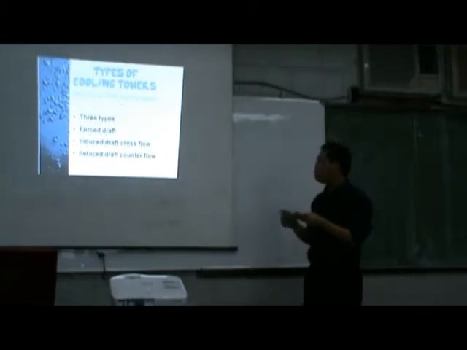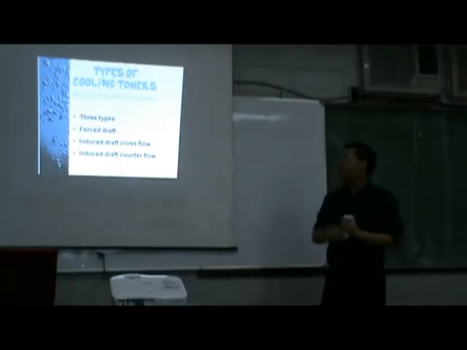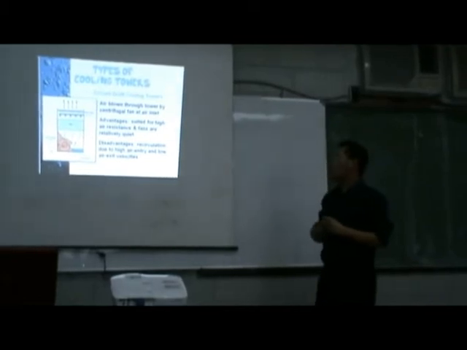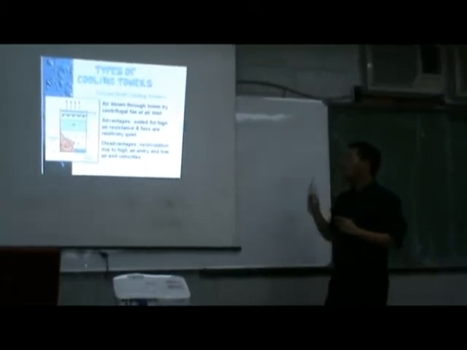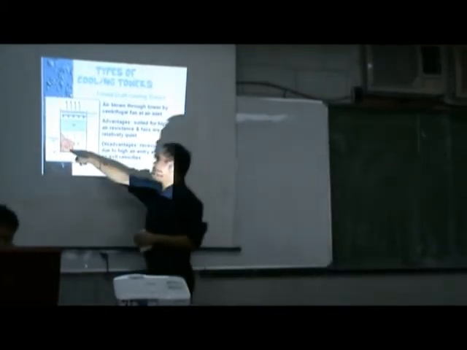Next, there are three types of mechanical draft cooling tower: the forced draft, induced draft cross flow, and induced draft counter flow. So let's discuss. First is the forced draft cooling tower, in which air is blown through the tower by a centrifugal fan at the air inlet. So this is the fan.